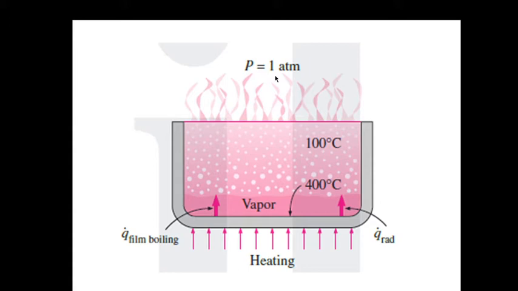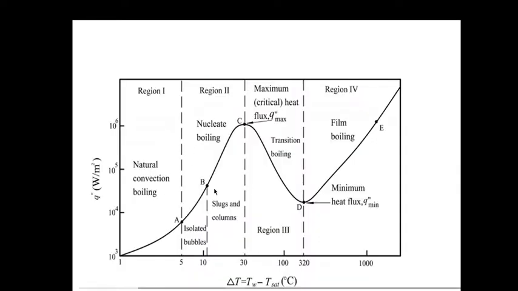This is the pool boiling curve. There are four regions in it: natural convection boiling, nucleate boiling, third is transition boiling, and fourth is film boiling. First, we will learn about natural convection boiling.